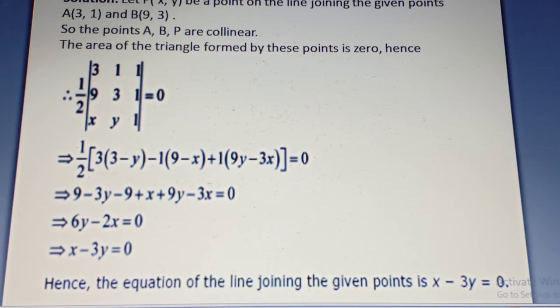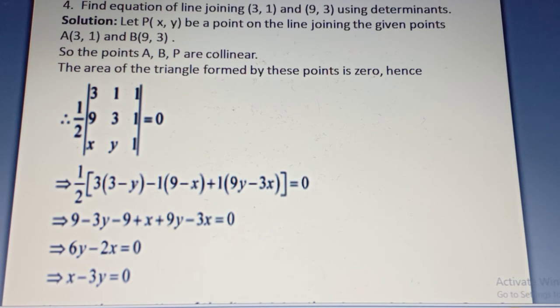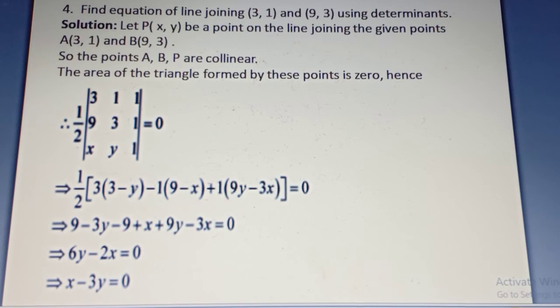This is another question. You can see: find the equation of the line joining the points 3, 1 and 9, 3 using determinants. So students, we have to find the equation of the line passing through both these points 3, 1 and 9, 3. In order to find the equation of the line, let us take another point on the same line passing through these 2 points.